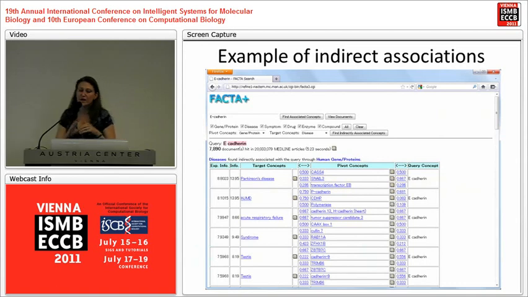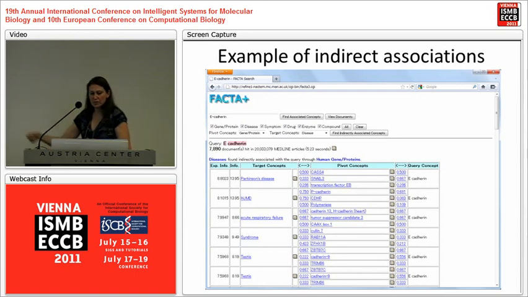Thankfully I've prepared some screenshots. So here is an example of indirect associations. Here I put E-cadherin. This is the query, and you can also specify an event. It shows a very high element of surprise in the first column here, 13. So it is indirectly associated with diseases like Parkinson's and so on, via those specific concepts.